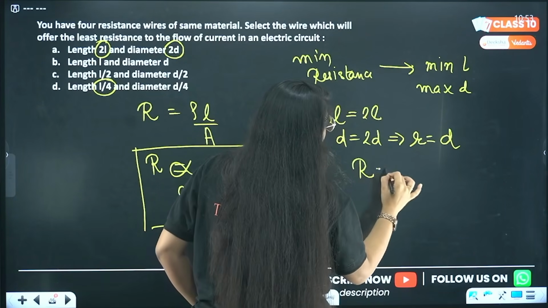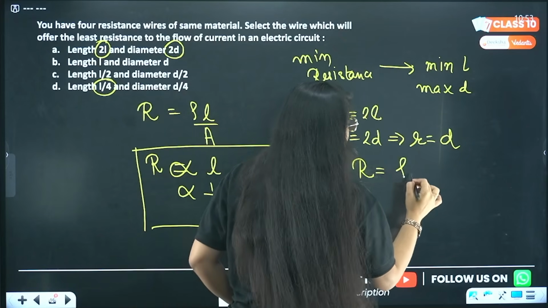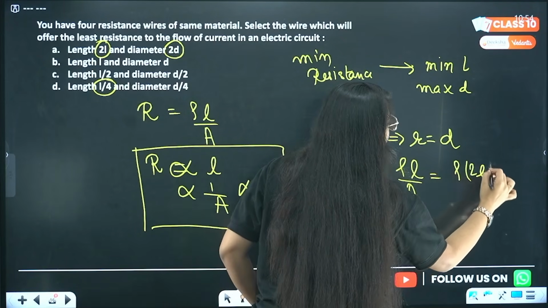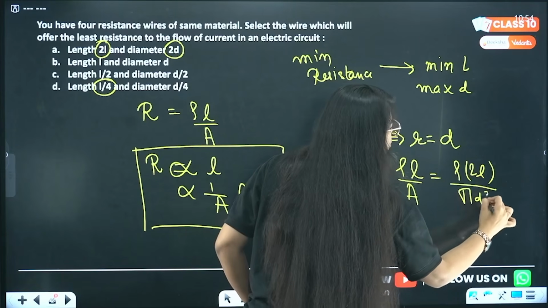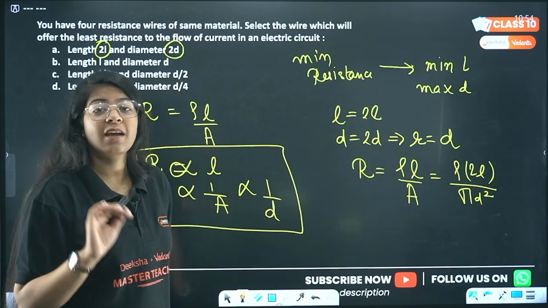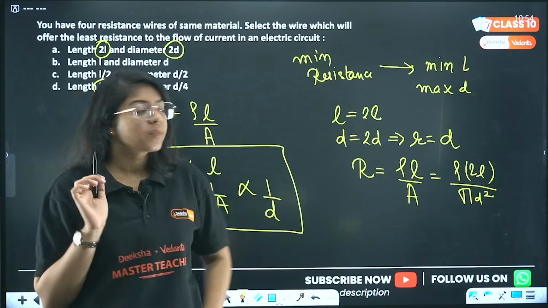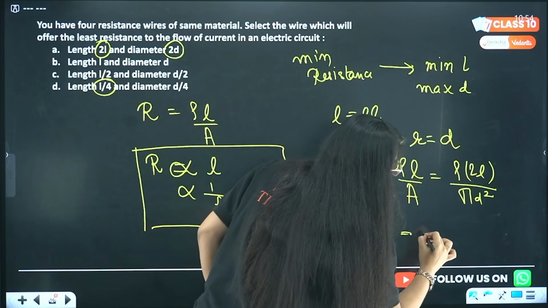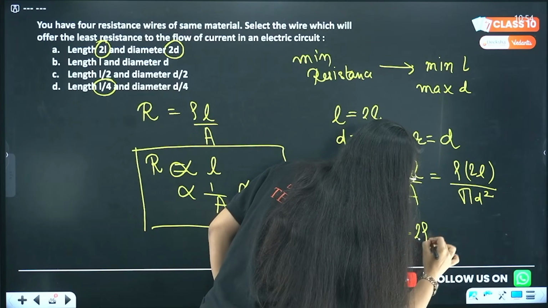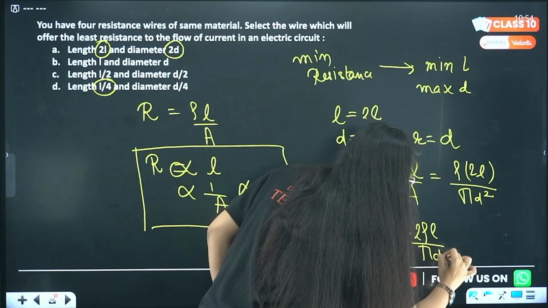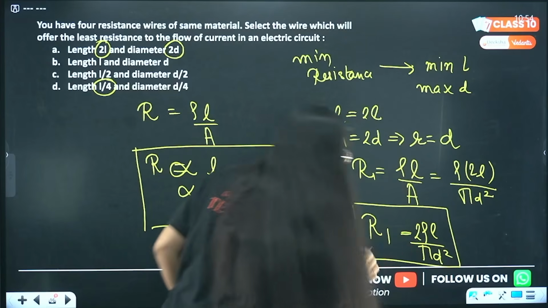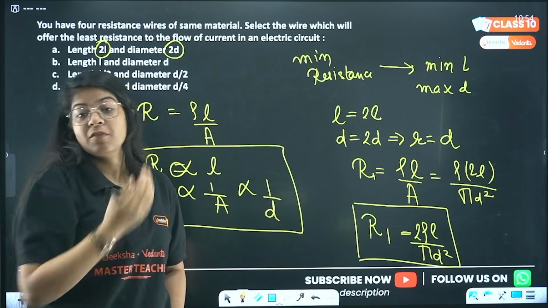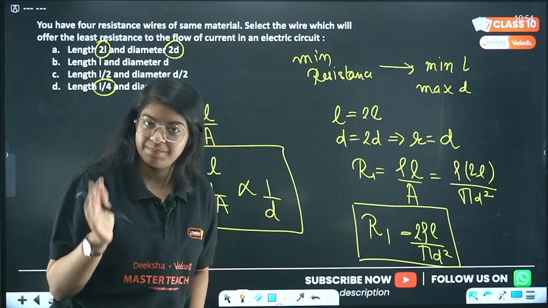Now just use it. I'll find the resistance for the first case, that is rho L by A. Now that will be rho into 2L divided by pi D square. Understood? Because for a wire, area of cross section is pi R square. Correct? So R1 will be 2 rho L by pi D square. Similarly, you have to find for all these 3 options, and then you have to tell which one of these will have minimum resistance. Correct?